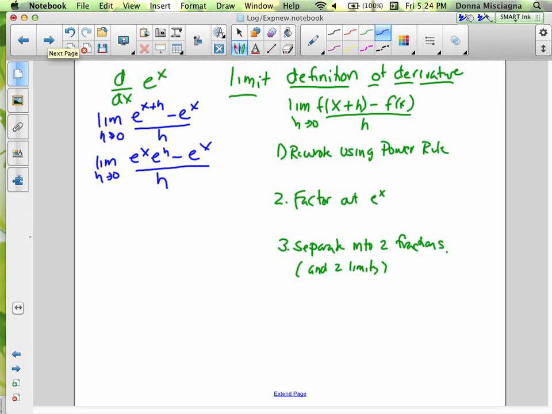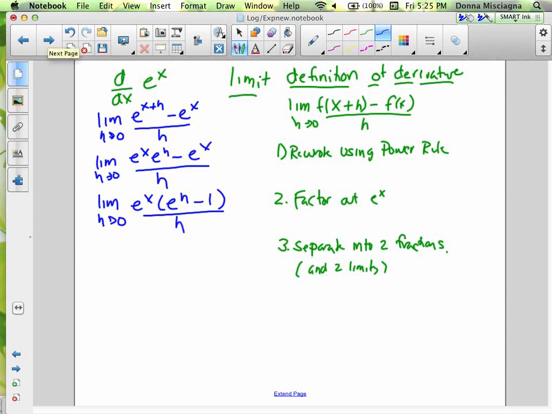So now I notice both of those terms in the numerator have an e to the x. Let's factor it out. So we have the limit as h goes to 0 of e to the x times e to the h minus 1 all over h. Let's split this up into two different fractions and two limits.